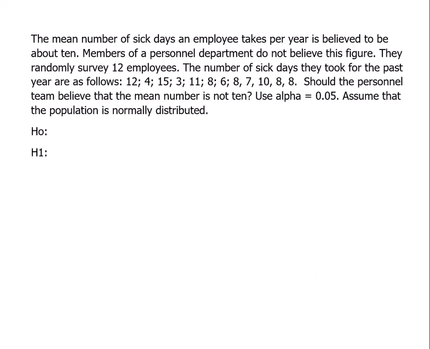Here's the second question. The mean number of sick days an employee takes per year is believed to be about 10. Members of the personnel department do not believe this figure. So they're going to claim probably it's not 10. They randomly surveyed 12 employees. The number of sick days they took for the past year are as follows: 12, 4, 15, 3, 11, 8, 6, 8, 7, 10, 8, 8. Should the personnel team believe that the mean number is not 10? So that is the claim. To write it down, you start with the mean equals 10, and here the mean is not equal to 10, and that is the claim.